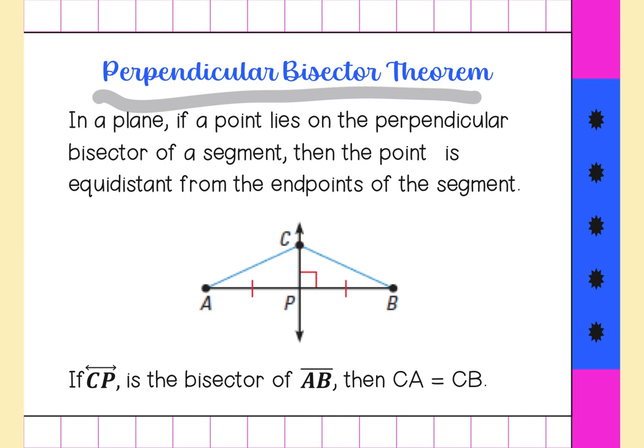If we're looking at a diagram, it usually will look something like this, where you have your segment that's being bisected. You know it's bisected because it's cut into two congruent pieces. And if it's the perpendicular bisector, then it's got that right angle. So when that happens, any point along that bisector, in this case point C, would be equidistant from the endpoints of that segment. So from C to A would equal the distance from C to B. We can either say if line CP is the bisector of segment AB, then CA equals CB, or you can say C is equidistant from the endpoints of AB. Same thing.